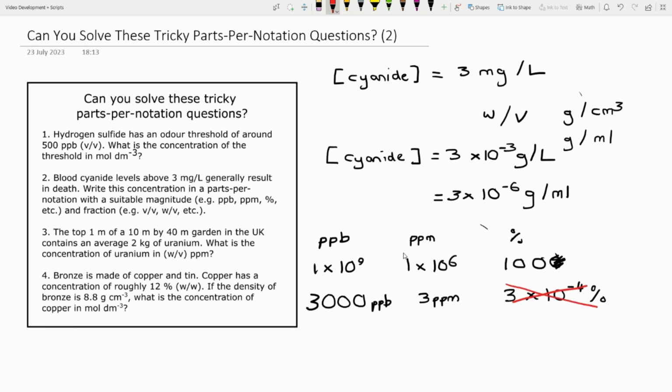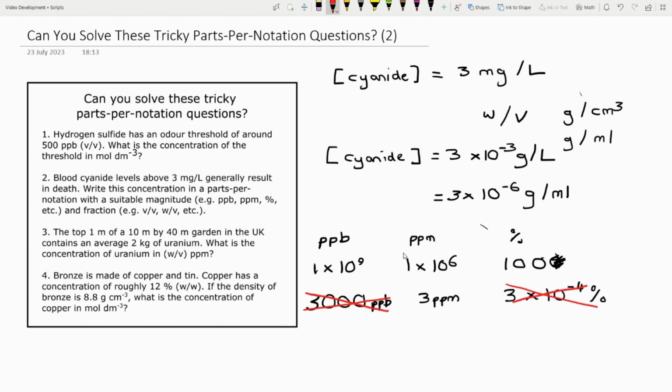Now, 3,000 is not a terrible number to work with, and 3 is probably a little bit better than 3,000 because it's a number between the values 1 and 10. So I think here that parts per million is going to beat out parts per billion just because 3 is a little bit more manageable than 3,000. So we're going to cross out 3,000 parts per billion. And that means that this is going to be the correct magnitude for our parts per notation.